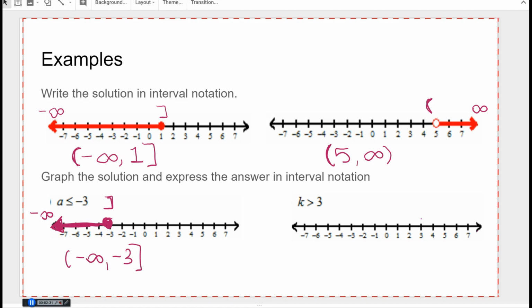Here we've got an open circle at +3, and it's going in this direction for greater than. So the first thing I see from left to right is this open circle, so that's a parenthesis, and it's going towards infinity. So I've got a parenthesis 3, infinity always gets a parenthesis, and that's interval notation.